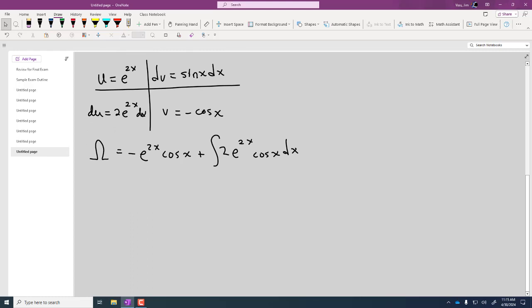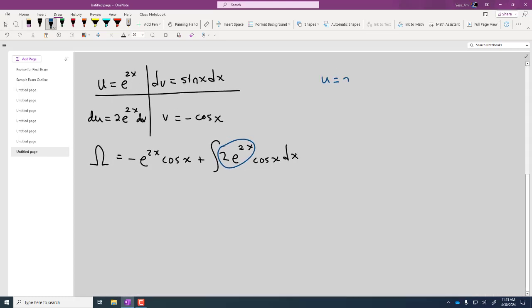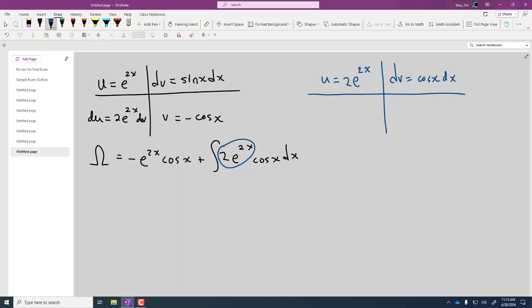Then we do it again, and here's where you have a couple of choices, and I think the best choice is to leave the 2 inside so that you're not having to factor. So I would let u equal this 2e to the 2x and dv be cosine. And we just have to make sure that we choose in the same pattern. If we let dv be the trig originally, we have to stick with that pattern. And then what's our du going to be here? 4e to the 2x dx, and v will be sine.